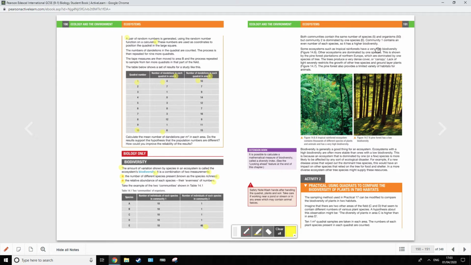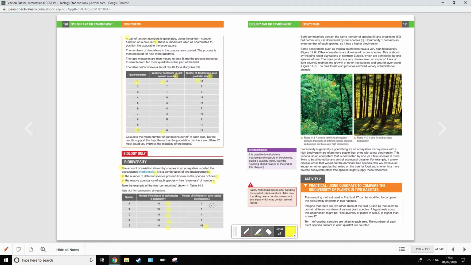So let's read about it. Both communities contain the same number of species, 5 species, and 50 organisms in both communities. But community 2 is dominated by one species, species E. Community 1 contains an even number of species, so it has a higher biodiversity. So the numbers of individuals are more evenly distributed. This is a better ecosystem. This is a healthier ecosystem, because this means nothing is being exploited. You have an equal number of individuals per species. Each species has similar numbers, which means the biodiversity here is much higher.